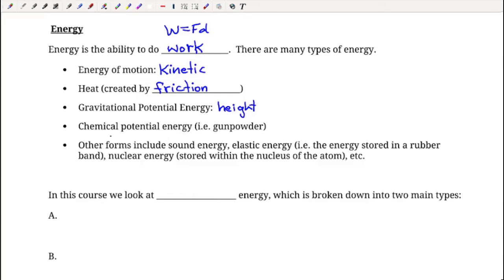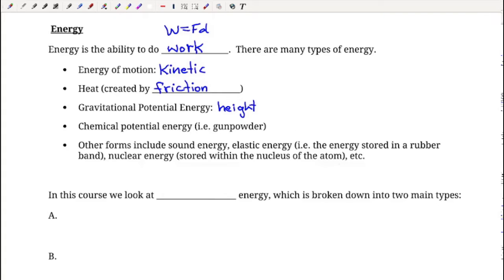And then there are different forms of chemical potential energy, for example, gunpowder, or you're releasing the chemical potential energy in wood when you're burning a fire, or from natural gas, or from petrol when you're running a car. Those are all kinds of chemical potential energy that you're releasing to do something else with it. And of course, there are other forms of energy, like sound is a form of energy, elastic energy. When you stretch an elastic band, you're putting a force on it through a distance. For example, the energy stored in a rubber band. Nuclear energy is stored within the nucleus of an atom, so there are lots of different kinds of energy.